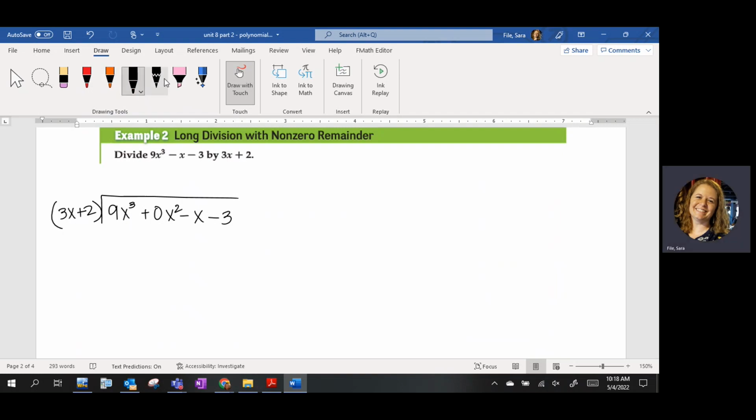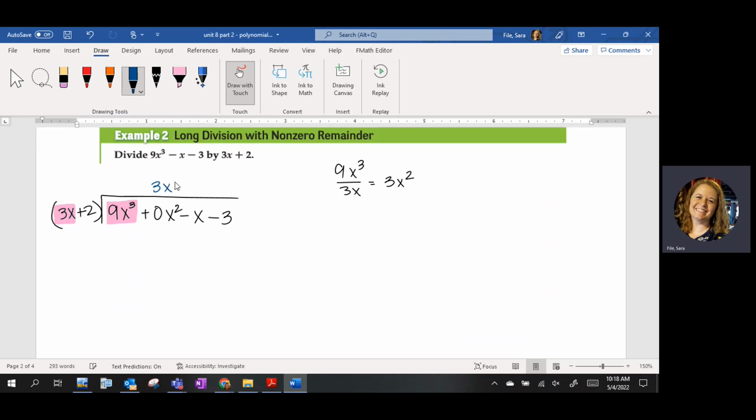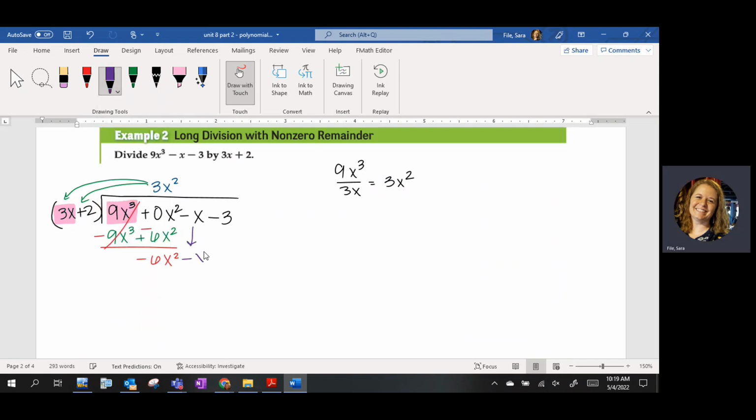All right. So I am going to start with the leading term of the dividend and the divisor and ask myself, what is 9x cubed divided by 3x? And that's 3x squared. So that goes above the x squared. Good thing I had that placeholder for it, right? Okay, so 3x squared gets multiplied by the 3x and by the 2. So that's 9x cubed plus 6x squared. And I draw my line and change my sign. So the 9x cubes cancel, and that is negative 6x squared. And then I bring down the next term, which is the minus x.